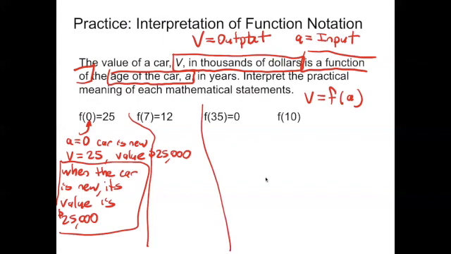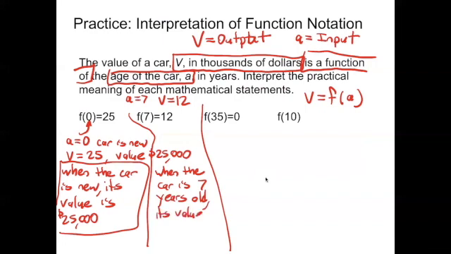If we want to explain what f of 7 equals 12 means, this means, well, the age of the car is 7. V is 12, so its value is 12,000. So here we could say when the car is 7 years old, its value is $12,000.